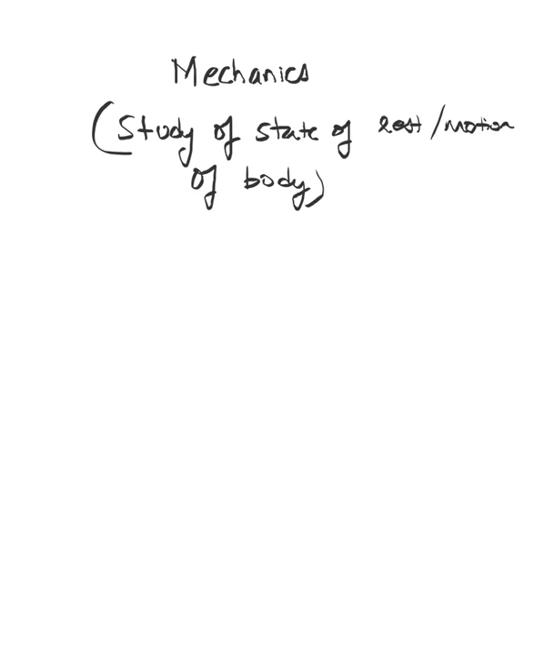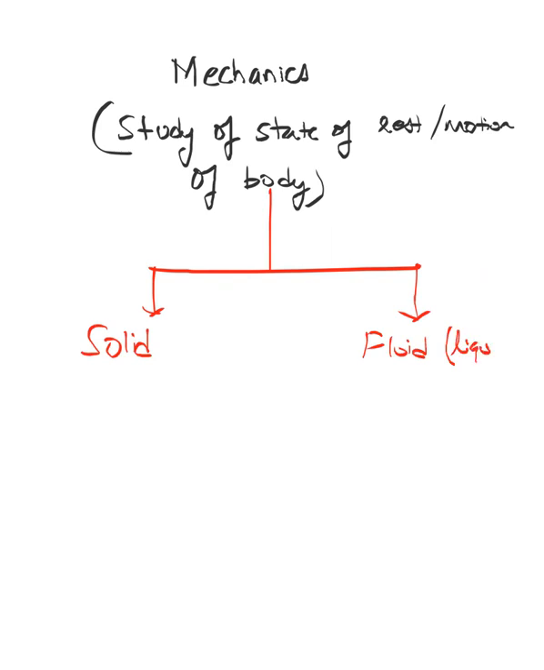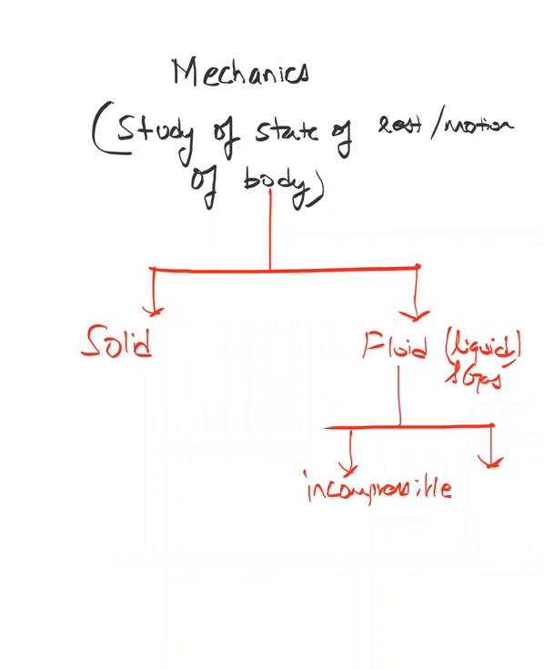In fact, now it all depends on which type of body it is. These bodies are of various types. First of all, the first classification is a very basic classification: the body can be a solid or it can be a fluid. Fluid includes both liquid and gases. Basically, liquid is incompressible fluid and gas is compressible fluid. Liquid is generally, normally, incompressible, and gas is compressible. It can be compressed, but liquids cannot be compressed.